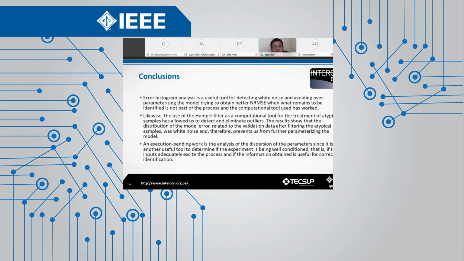Pending work is the analysis of the dispersion of parameters. This is another useful tool to determine if the experiment is being run in real conditions, that is, if the inputs adequately excite the process and if the information obtained is useful for correct identification. That's all.